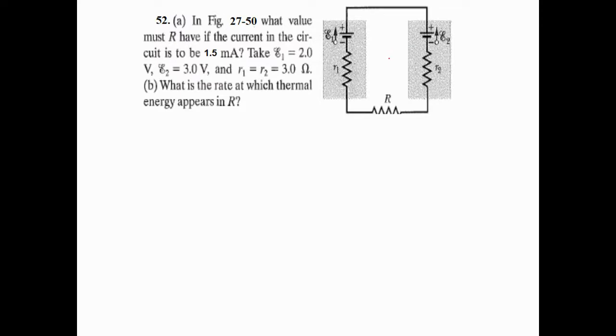How many batteries do you have? 2 batteries, E1 and E2 you have, am I right? What is the value of E1? 2 volts. What is the value of E2? 3 volts. Which one is the strongest battery? The E2. That means your second battery is the strongest battery.